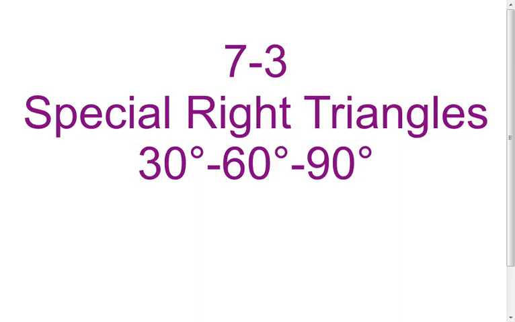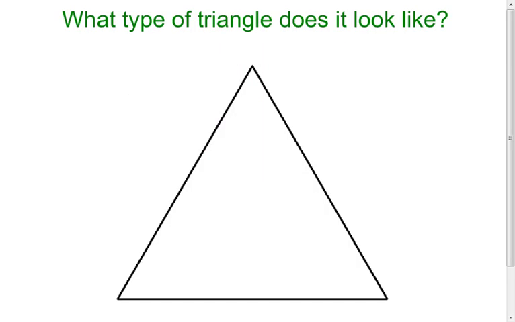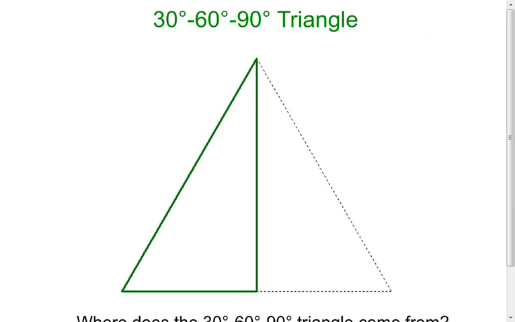Here we have another special right triangle. In this case, it's the 30, 60, 90. And again, instead of just giving you everything right away, I want you to think about where it comes from. And this one comes from this triangle, which I wanted to look like an equilateral triangle. And we're going to take that equilateral triangle, we're going to cut it in half.